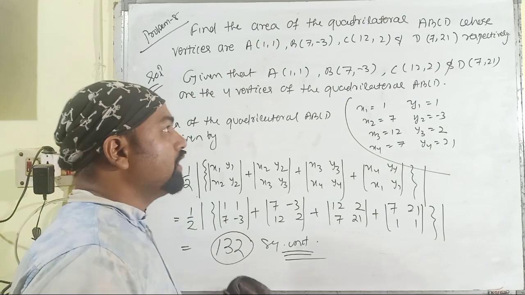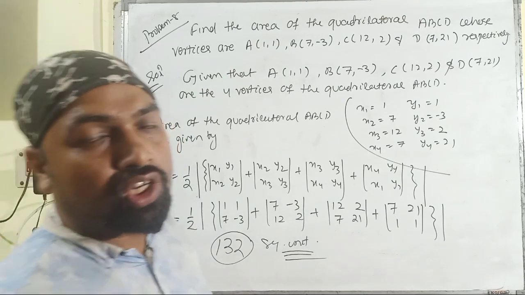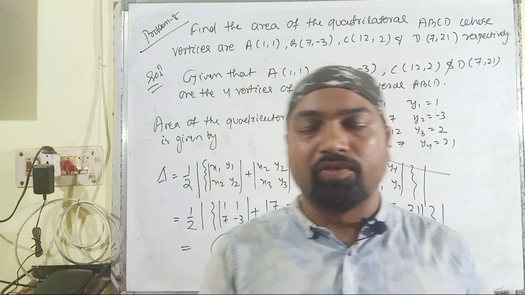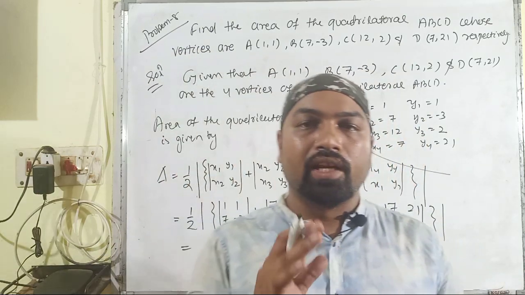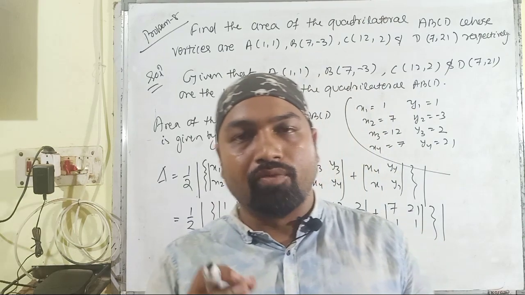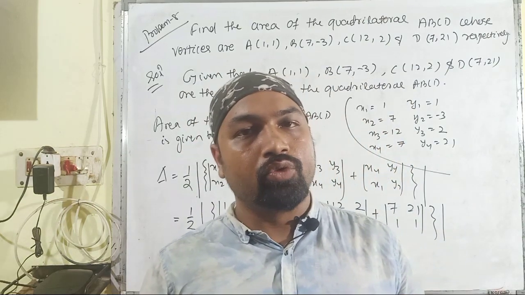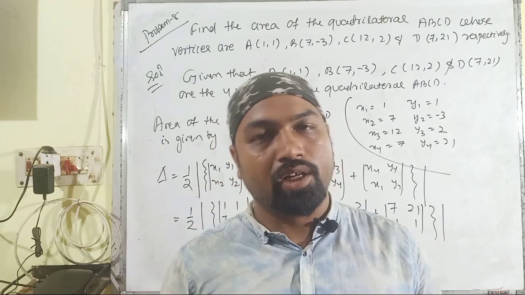So in this video session we have discussed the distance formula, problems based upon the distance formula, and then the area of the triangle, the area of the polygon, as well as the area of the quadrilateral. In the next video session we are going to discuss the section formula. Till then, thank you.